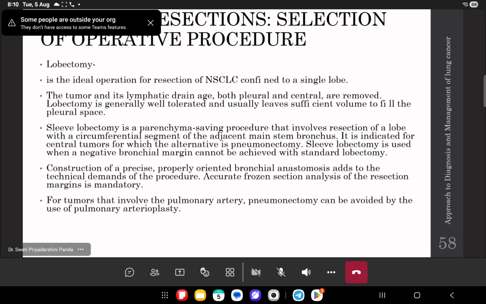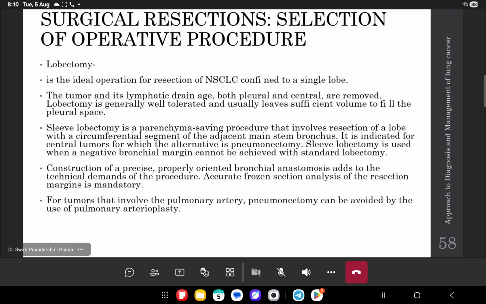Sleeve lobectomy is a parenchyma saving procedure that involves resection of a lobe with a circumferential segment of the adjacent mainstem bronchus. It is indicated for the central tumor for which the alternative is pneumonectomy. Sleeve lobectomy is used when a negative bronchial margin cannot be achieved with standard lobectomy. Construction of a precise, properly oriented bronchial anastomosis adds to the technical demands of the procedure. Accurate frozen section analysis of the resection margins is mandatory. For tumors that involve the pulmonary artery, pneumonectomy can be avoided by the use of pulmonary arterioplasty.